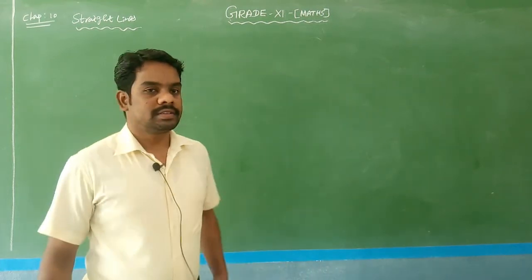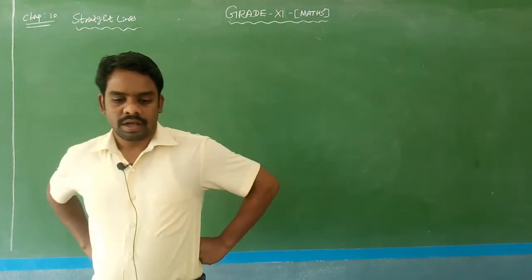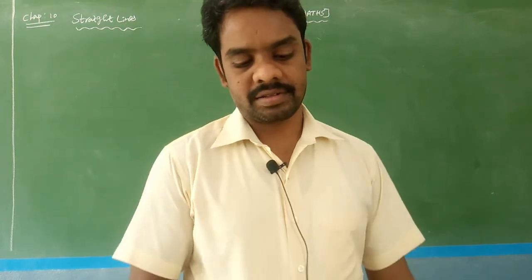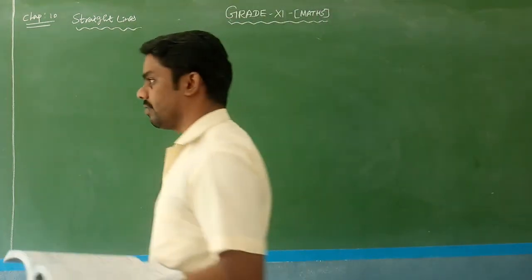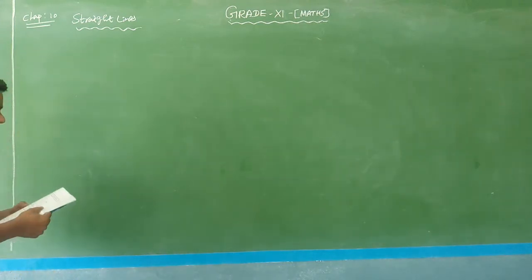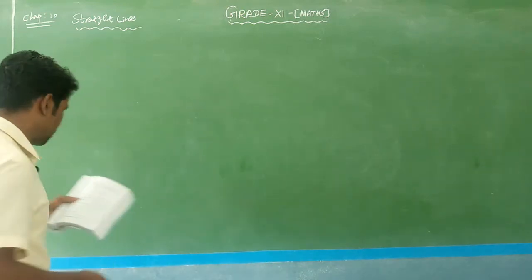Today we read the 10th chapter, straight lines: the distance of a point from a line. Take your book, page number 225. That is the perpendicular distance between a point and a line. Okay, formula derivation.